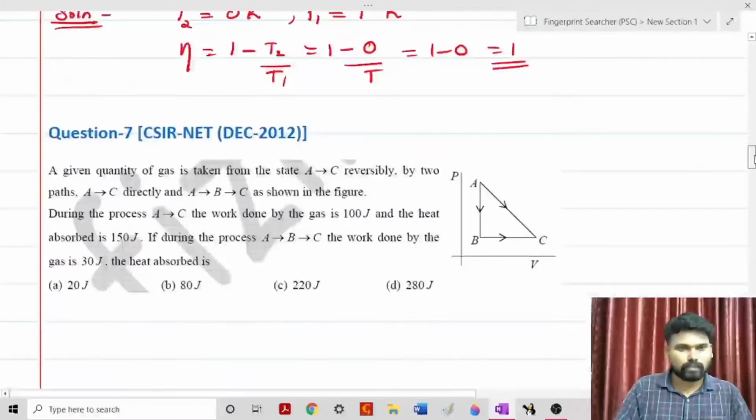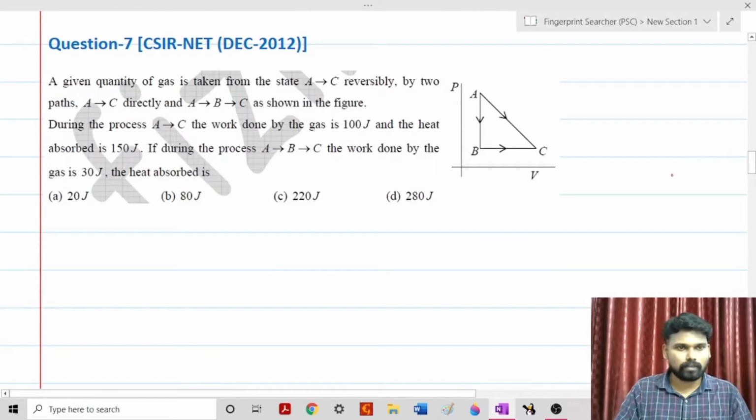Now we are going to the seventh question. This is a CSIR NET question, but it is not a complicated question. It is a higher level exam, but we can do the question. I will read the question. A given quantity of gas is taken from state A to C reversibly by two paths, A to C directly and A to B to C, as shown in the figure.